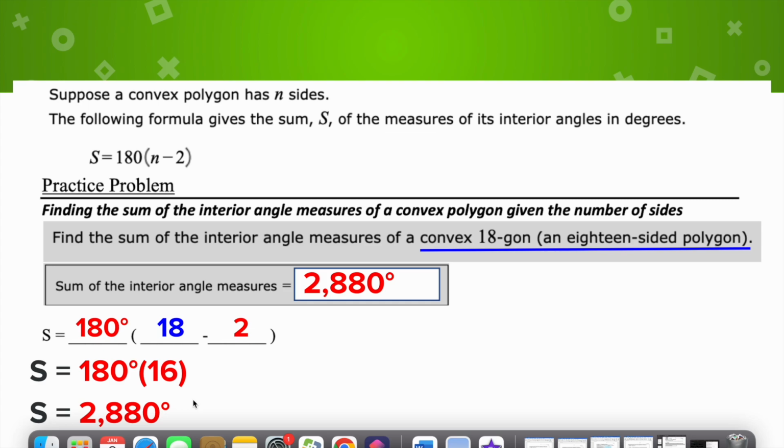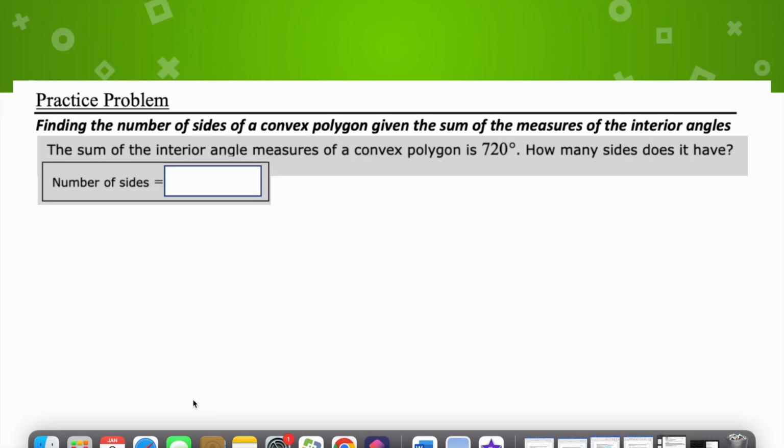I'm all done there. All right, so we're going to do one more of these, but now we're going to find the number of sides given the interior angle sum. So we're going to kind of go backwards from this. The sum of the interior angle measures of a convex polygon is 720 degrees. So I already know how much they all add up to. How many sides does it have?